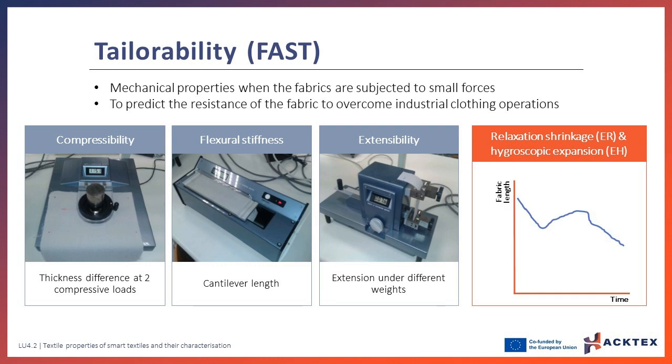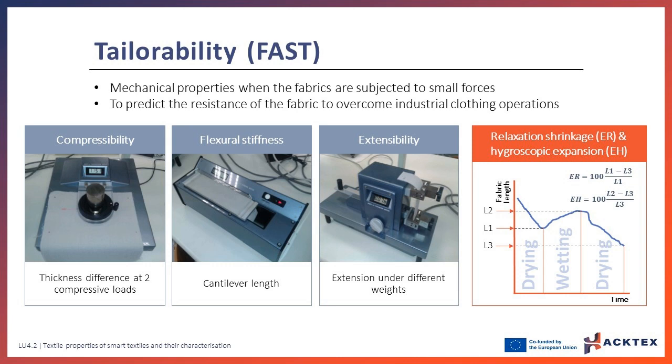The dimensional stability of the fabrics is measured determining the relaxation shrinkage or ER, and the hygroscopic expansion or EH. In this test, the specimen is firstly subjected to oven drying and the distance between the marks of the specimen is determined. Then, the specimen is immersed in distilled water, dried in room conditions, and the distance between the marks is measured again. Finally, the specimen is oven-dried, and the distance between marks determined. From this information, the ER and the EH are calculated.